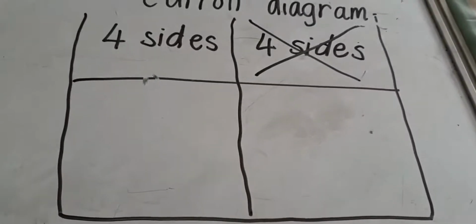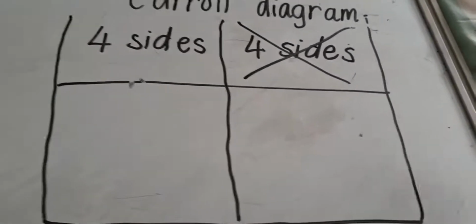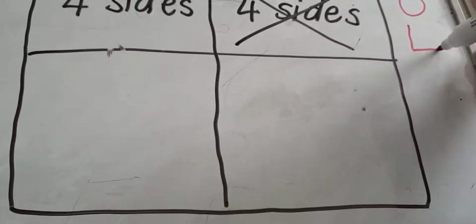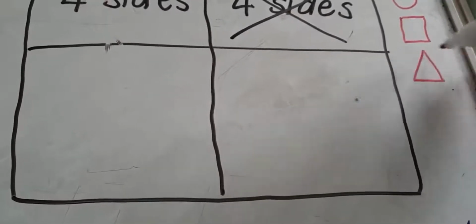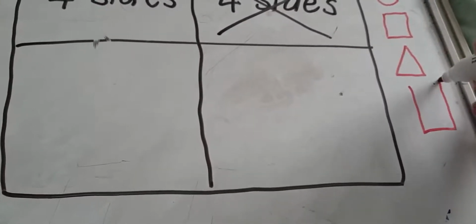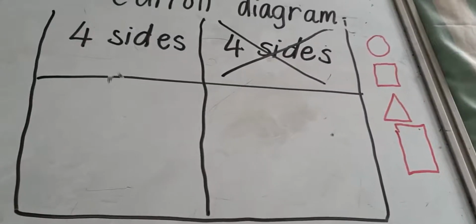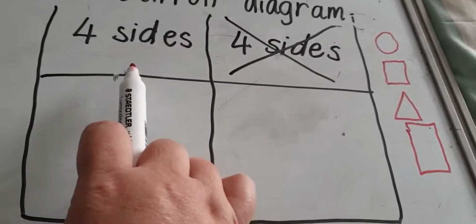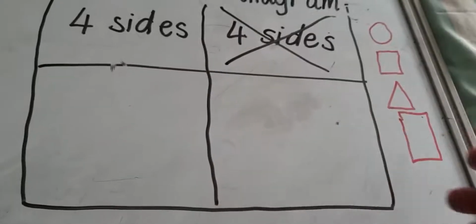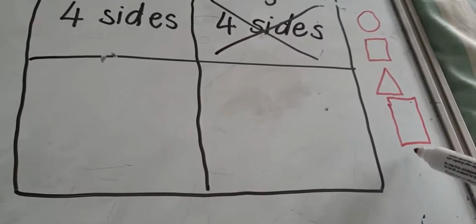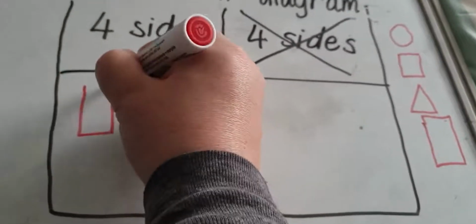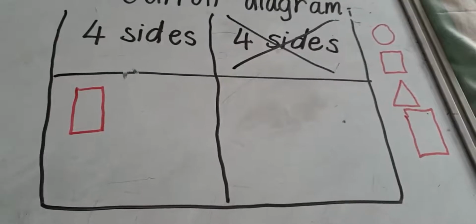Okay, so if I was to draw some shapes here, just the usual favourites, and we had to organise this information into a Carroll diagram, we'd look at each shape and decide, does it have 4 sides or does it not have 4 sides? So let's start with this rectangle. 1, 2, 3, 4. It's got 4 sides, so I'm going to draw it in the column with the 4-sided shapes.